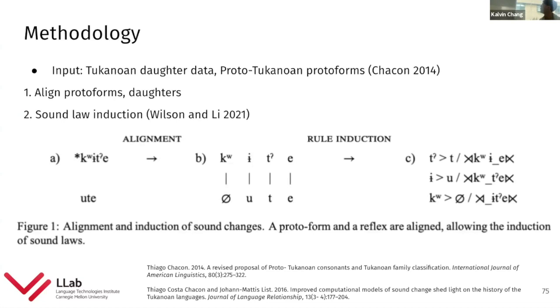So the first step is to align the protoforms and the daughters using Needleman-Wunsch alignment, which is just a variant of Levenshtein edit distance, but we revise it to output the insertions and deletions. All right, and then next, we want to align the protoform right here with the daughter form. And then after that, we can apply Wilson and Li's minimal generalization learner to learn sound laws based on the aligned protoform and daughter forms.